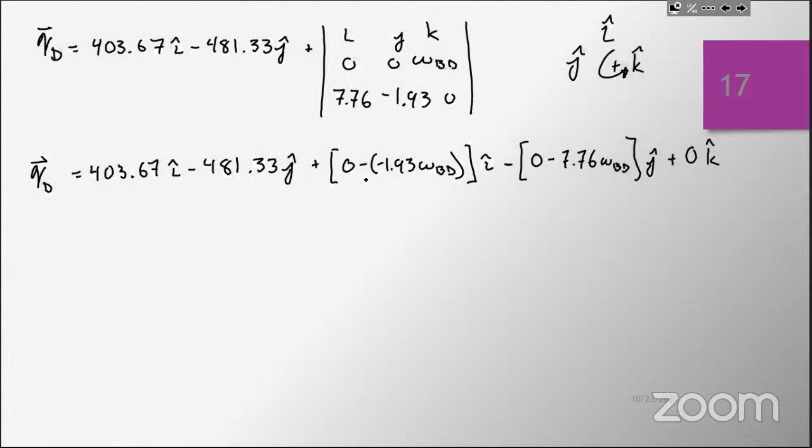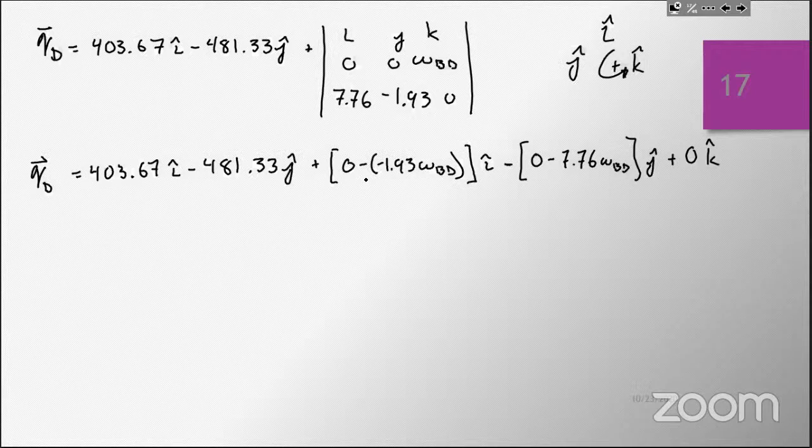Negative 1.93 omega BD. Close, very close, right? Remember, it's 0 minus negative 1.93 omega, so it's positive. Don't forget the extra negatives. What about the J column?